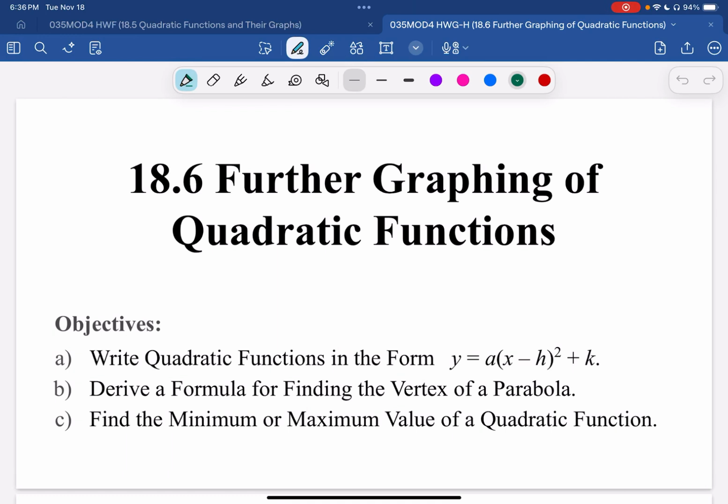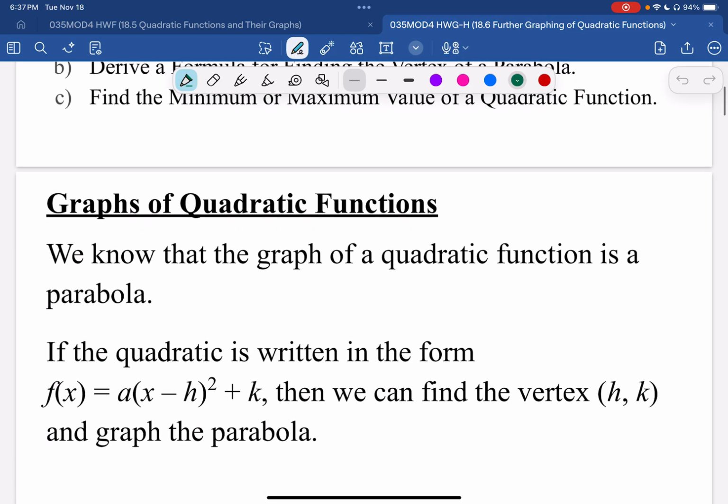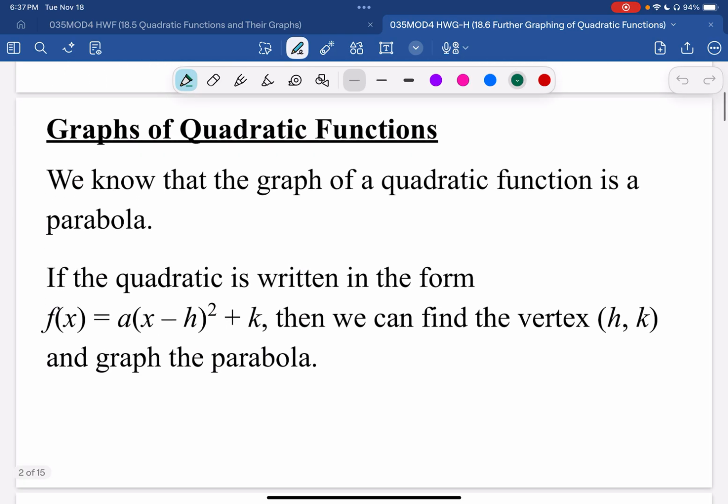In this video, we're going to continue looking at graphing quadratic functions, and we're going to look at just a couple more ways that we can work with those functions. So we know that the graph of a quadratic function is a parabola.